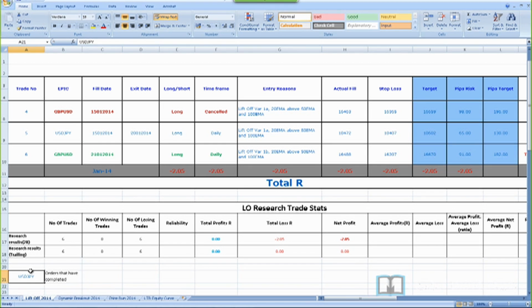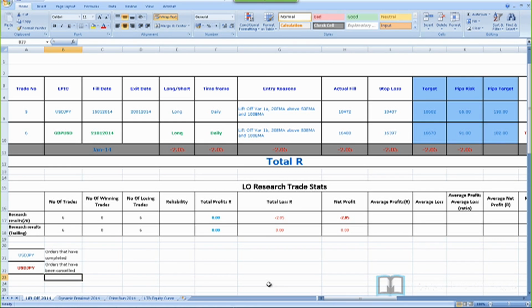Orders that maybe are in brown, maybe in this color just here. There we go. Those are orders that have been cancelled. Probably not the right way of spelling cancelled. My apologies, spelling was never my strong point. Orders that are in red are orders that are pending to open.